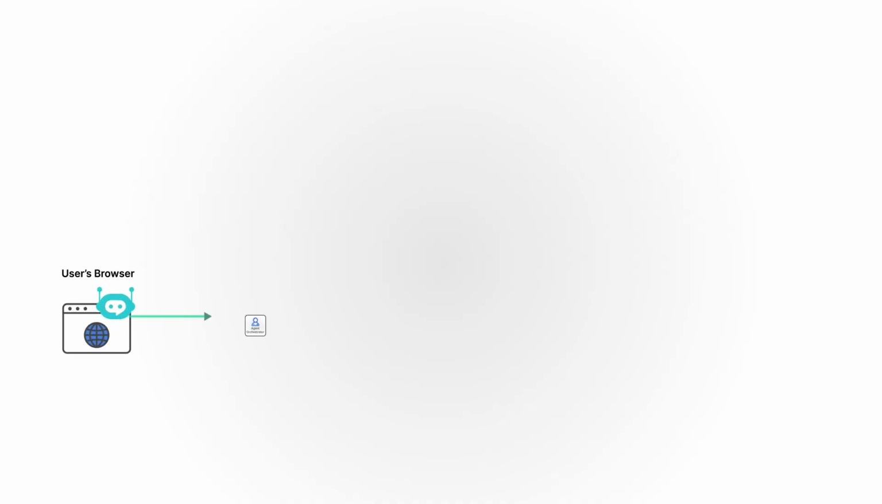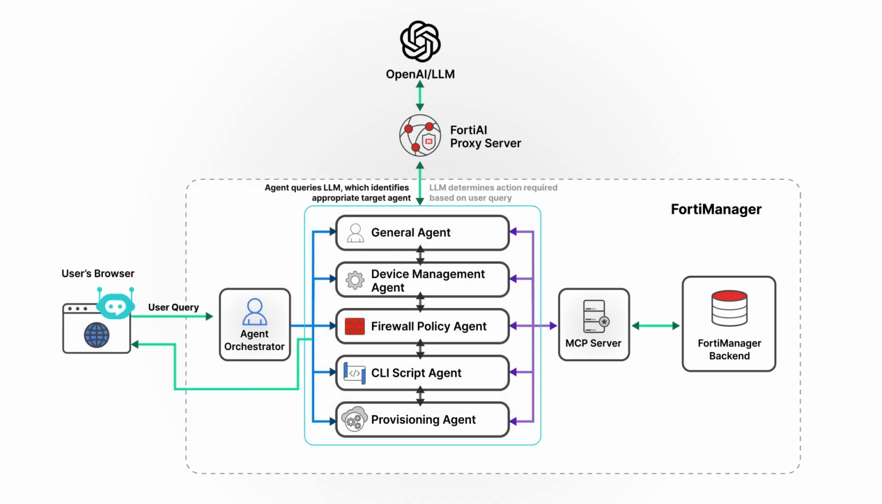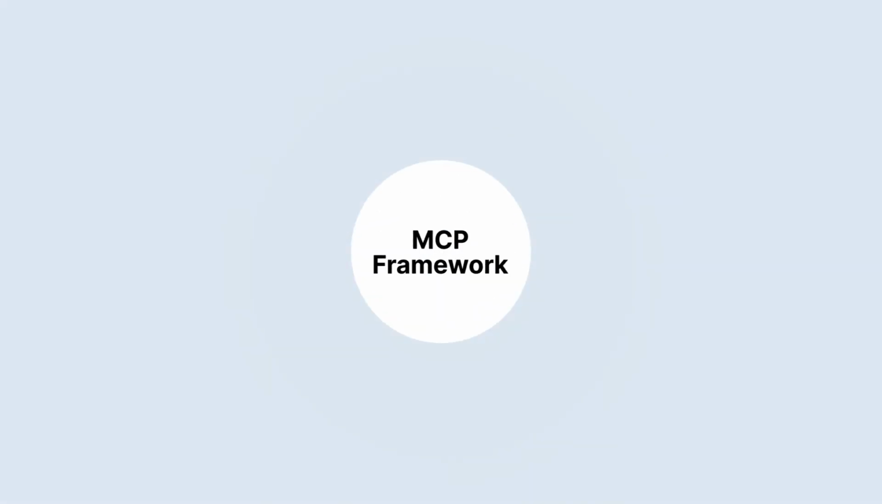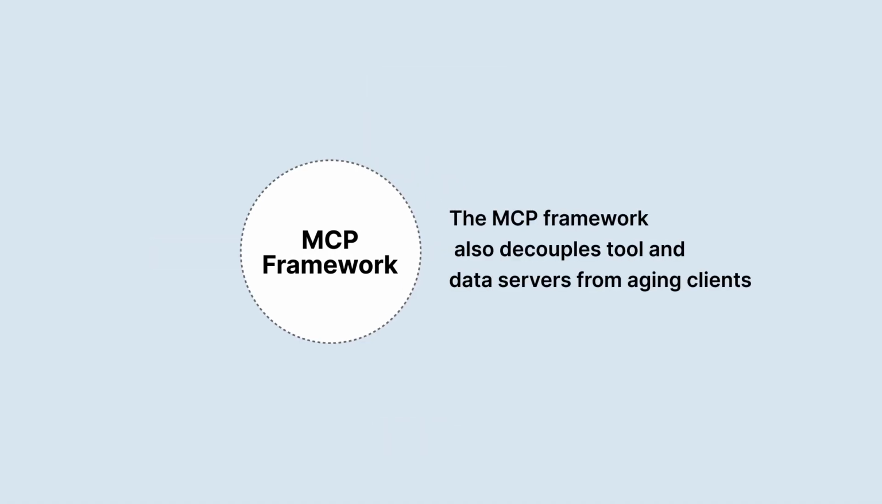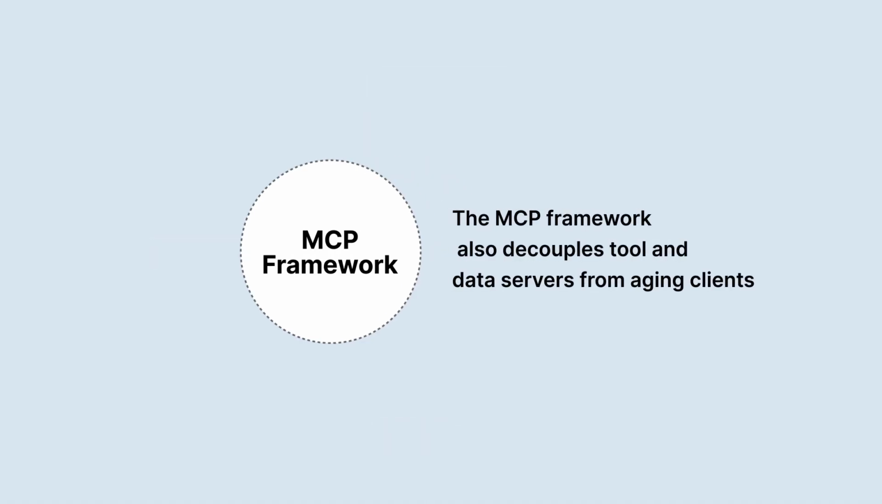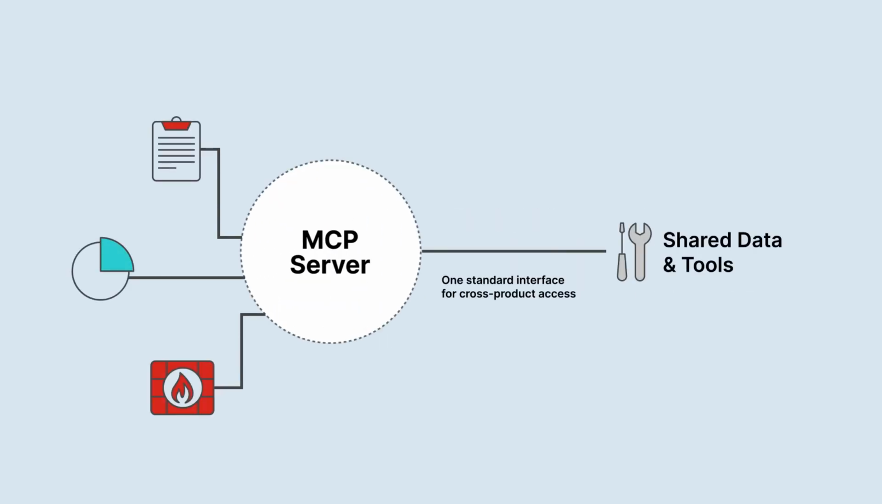The Model Context Protocol standardizes how AI systems access external tools and data and is widely adopted across the industry. By leveraging MCP, FortiManager gains key benefits including interoperability, scalability, consistency, and future readiness. The MCP framework also decouples tool and data servers from aging clients, enabling cross-product data access and the ability to share without requiring users to log in to each product's UI.